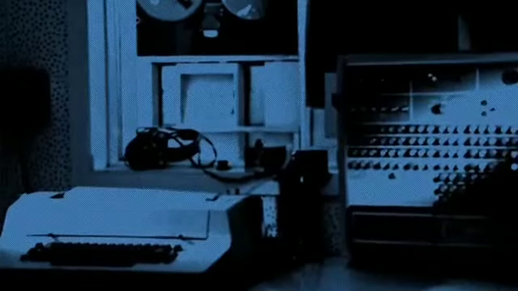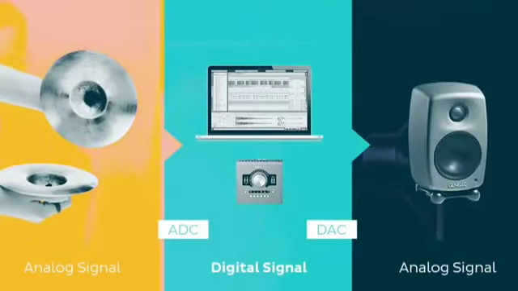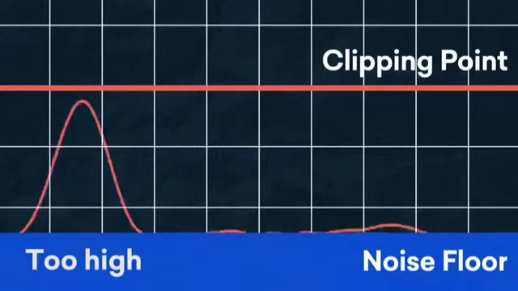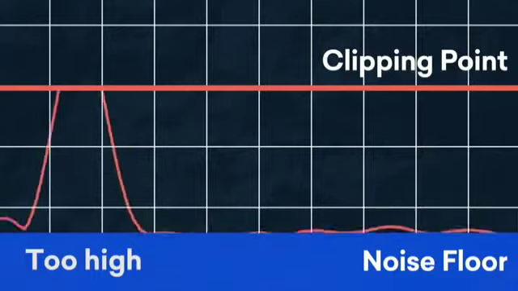Your DAW has an impressive dynamic range, but you still have to convert your signal to analog to hear it. Bad headroom affects the way your AD-DA converters handle what comes in and out. Record too low and you're fighting the noise floor. Record too high and you push things into distortion and clipping.